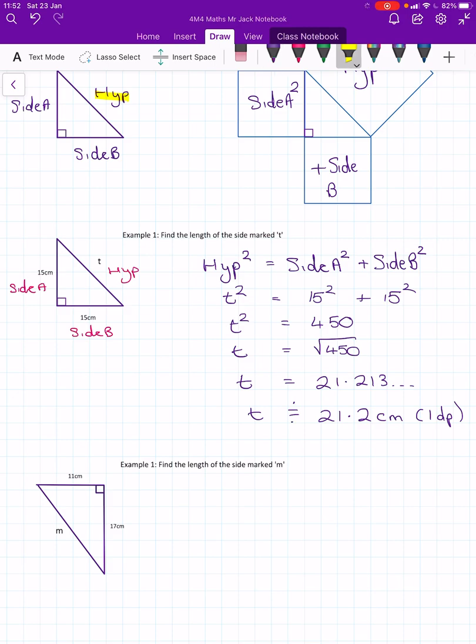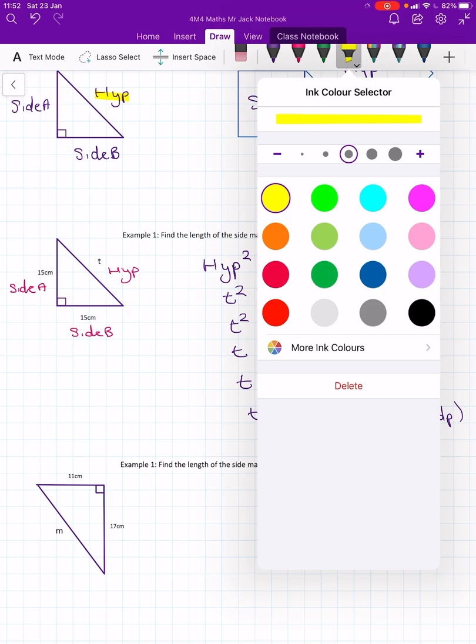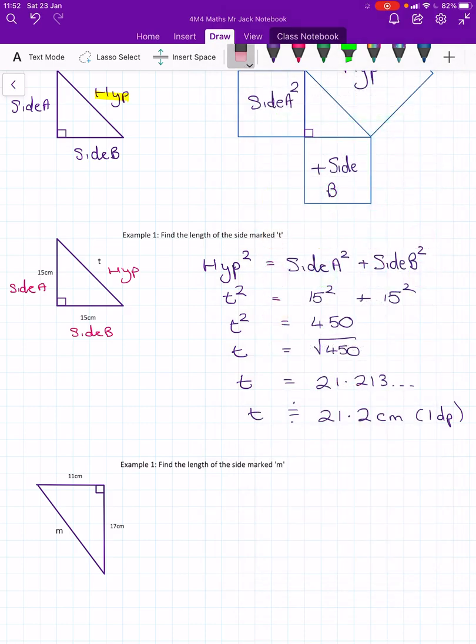Okay, so recap what we've done here. Write out the formula. I'm not a big fan of that yellow highlighter. Let's make it green again. I prefer that. So, write out formula. Substitute in values. Use your calculator to do the work for you. 15 squared plus 15 squared is 450. Take the square root of both sides. Press your SD button if you get a surd answer and you want a decimal answer, and then round your answer to 1 decimal place.